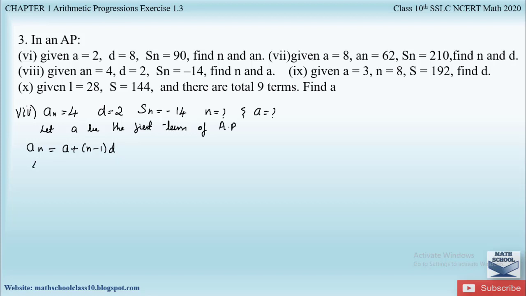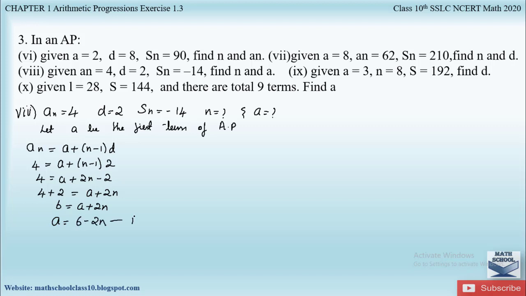What is the an value? That is 4 is equal to a plus n minus 1 into d, which is 2. So 4 is equal to a plus 2n minus 2. Sending this minus 2 to the left hand side, we will get 4 plus 2 is equal to a plus 2n, or 6 is equal to a plus 2n. Sending this 2n to the left hand side, again we will get a is equal to 6 minus 2n. So let this be equation 1.